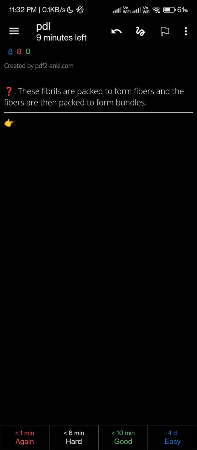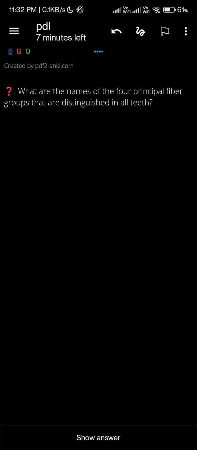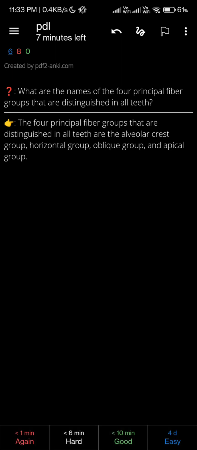How many principal fibers are found in the periodontal ligament? We have 5 basically. What are the names of the different fibers? So we have alveolar crest, horizontal, oblique, apical, and interradicular.